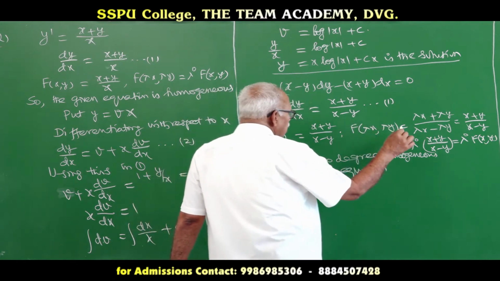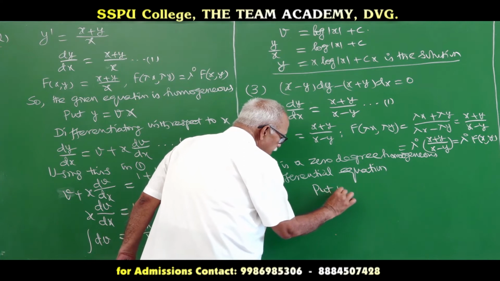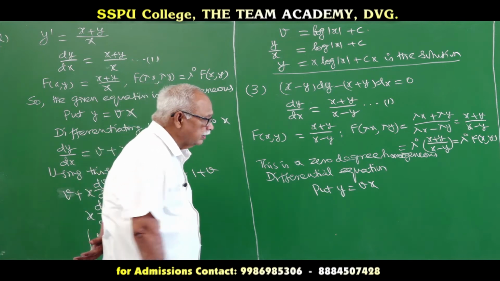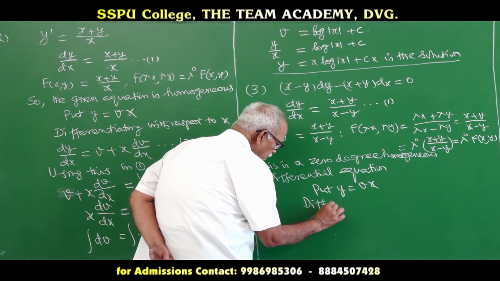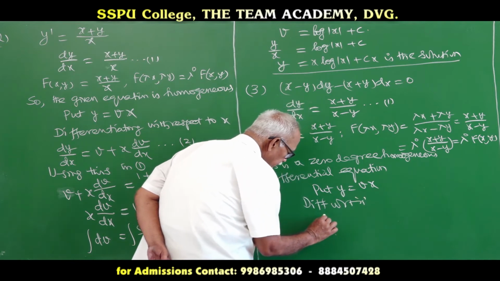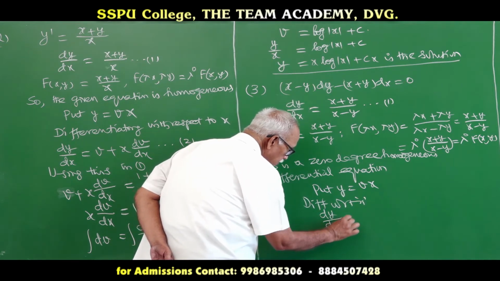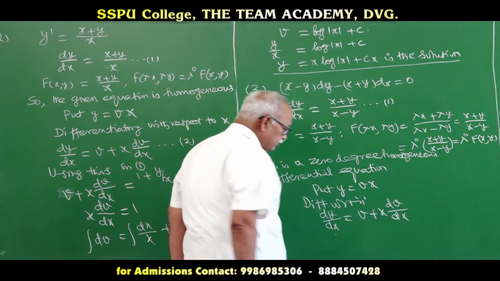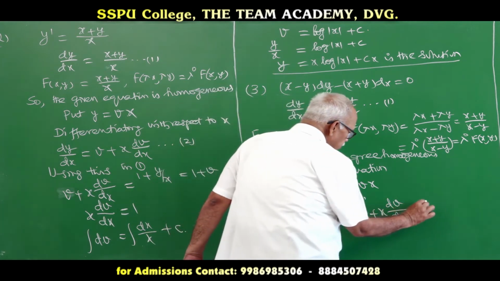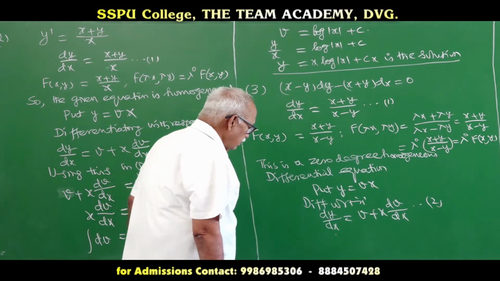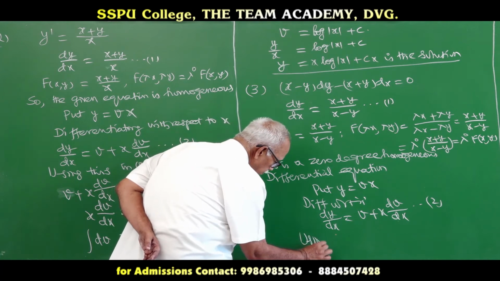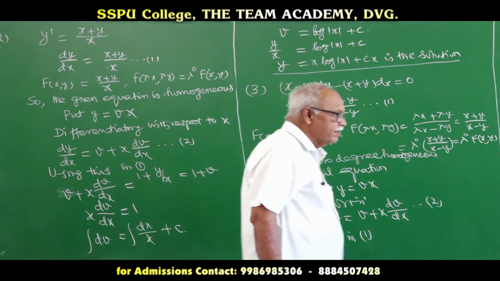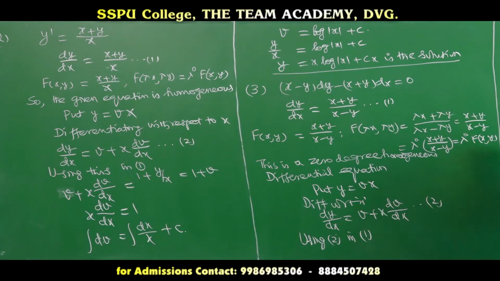Now, put y is equal to Vx, differentiating with respect to x. What is dy by dx? V plus x into dv by dx. So, this is equation 2. Using 2 in 1, we will now come to this.